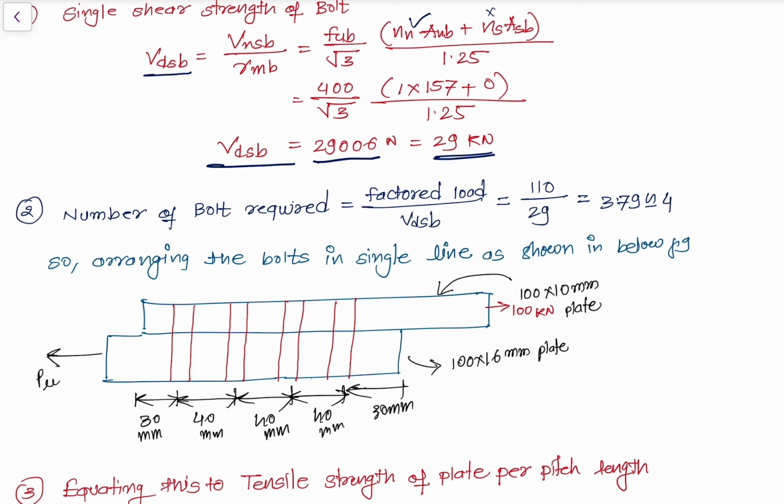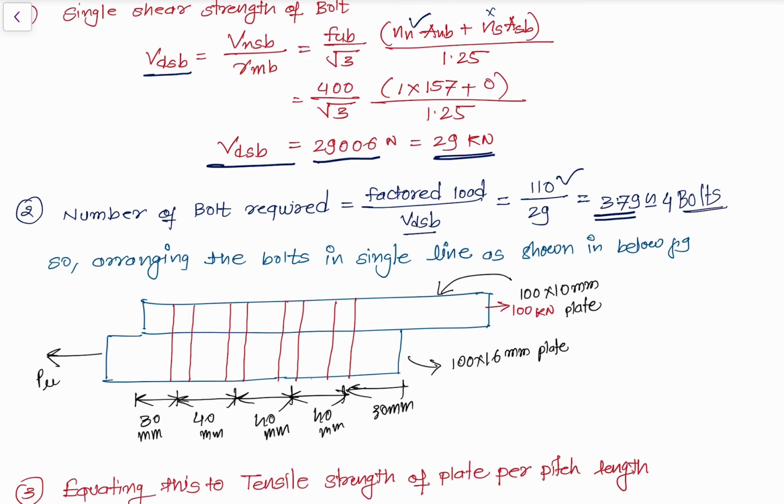So the formula is very simple: factored load divided by VDSB. The factored load is 110, and VDSB we calculated as 29, so we get 3.79. It means we consider 4 bolts. So 4 is the number of bolts we are going to use.